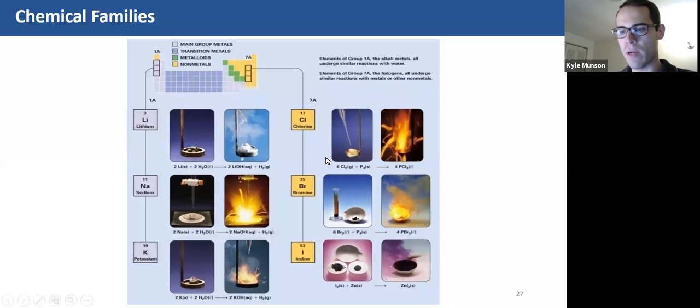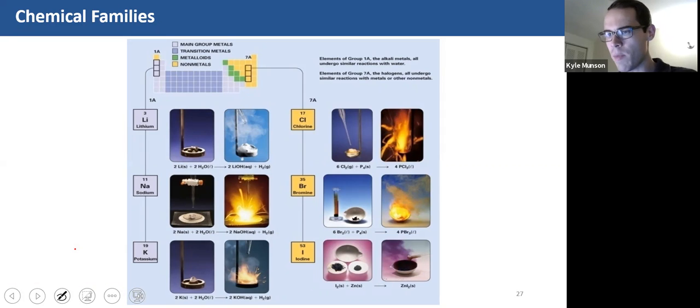All right, so in this video, we're going to be continuing on trends in the periodic table, and we're going to be talking about chemical families. Chemical families are something we've already seen before. They're the groups in the periodic table, or the columns in the periodic table. And we'll see why they're arranged the way they are, but elements in the same group have similar properties.